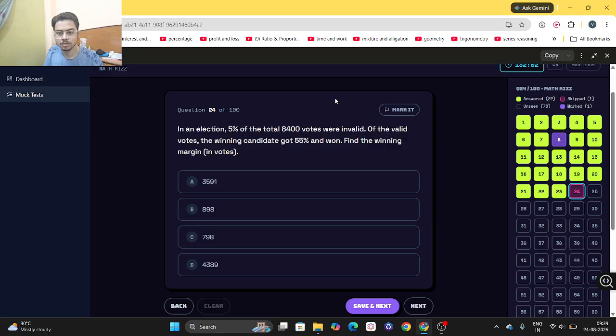Of the valid votes, the winning candidate got 75% and won. Find the winning margin. So 55 by 100 of 7980 minus 45 by 100 of 7980. You can take 7980 common. This would become 10 by 100, which is 798.